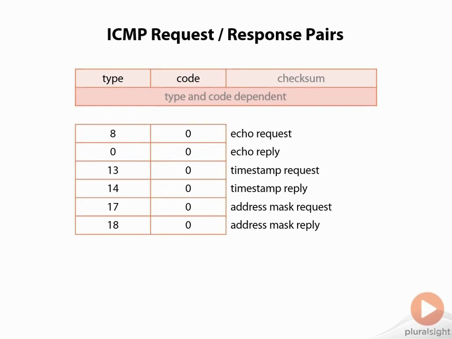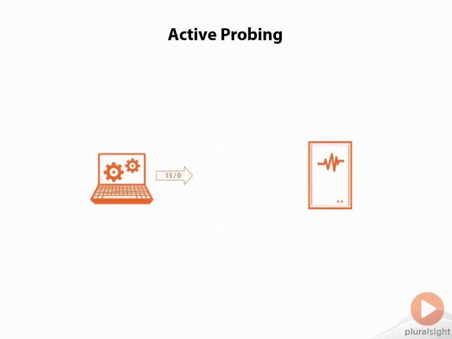If a querying host sends an echo request to a destination, the destination host is supposed to send the matching response. So if NMAP sends a timestamp request to a target system using type 13 and code 0, the target should respond back with a timestamp reply with a type 14 and a code 0. We're going to be discussing several of these request and response dialogues throughout the remainder of this course.